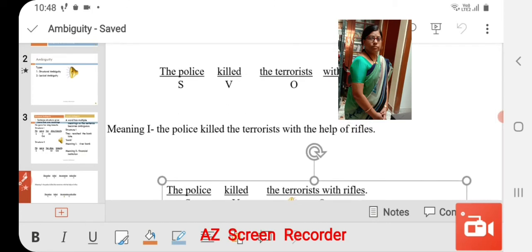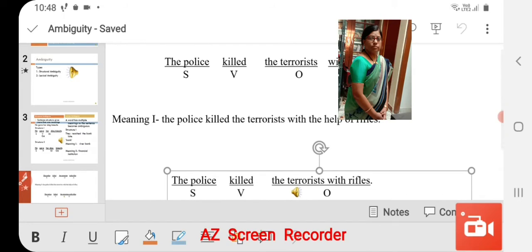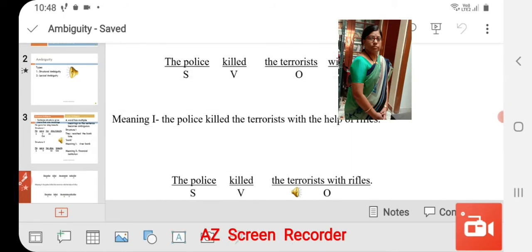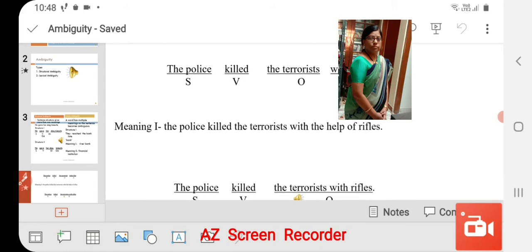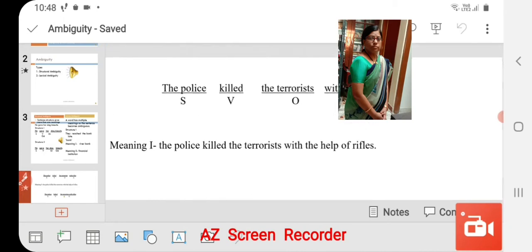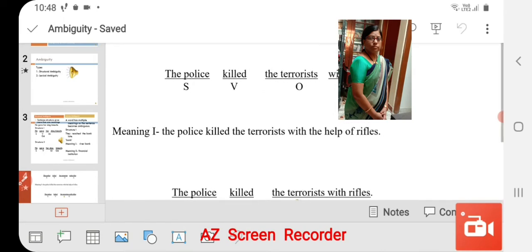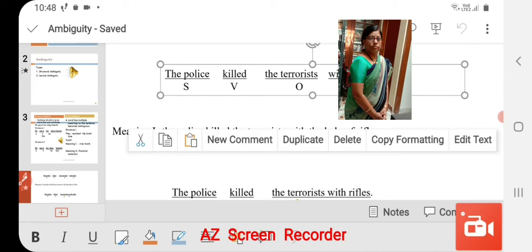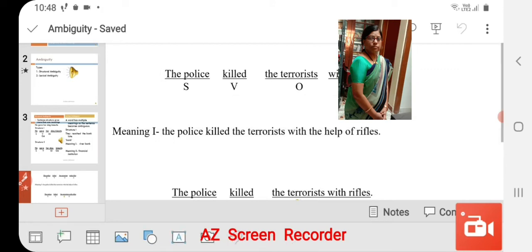Now here are some other sentences. The police killed the terrorists with rifles. Here the structure is, now this is a case of structural ambiguity. The police subject, killed verb, the terrorists object, and with rifles adverbial. पोलिसांनी अतिरेक्यांना रायफलीने मारले. The police killed the terrorists with the help of rifles.